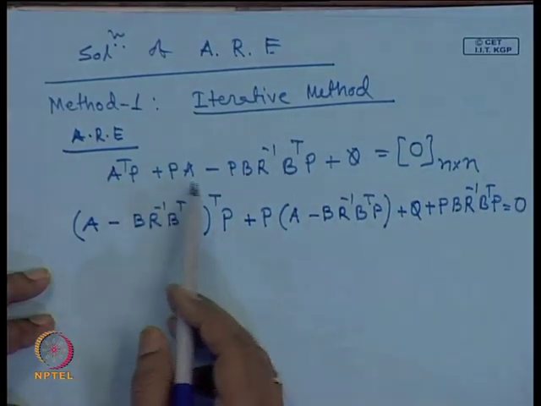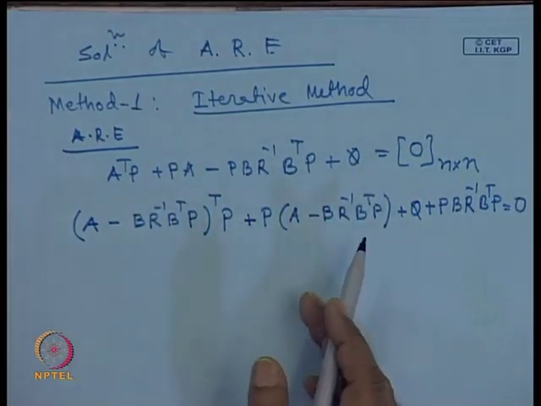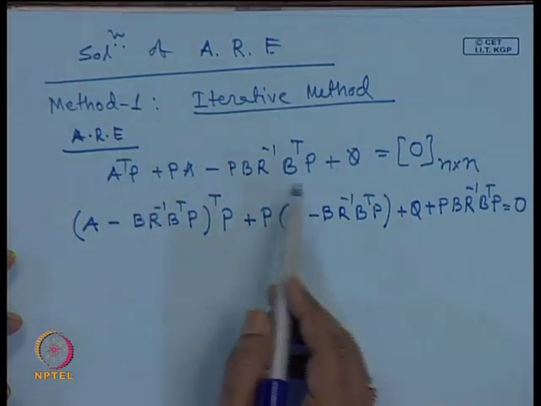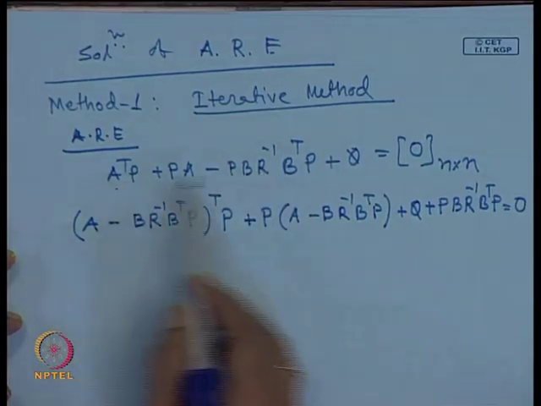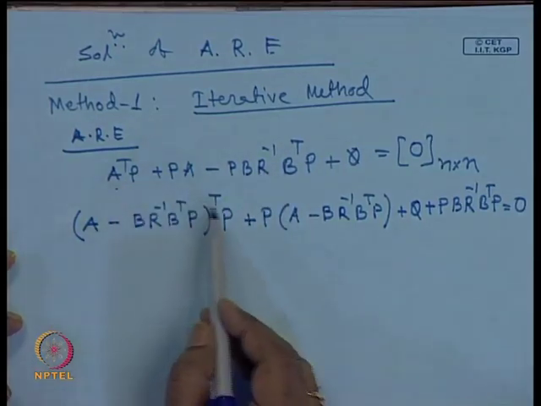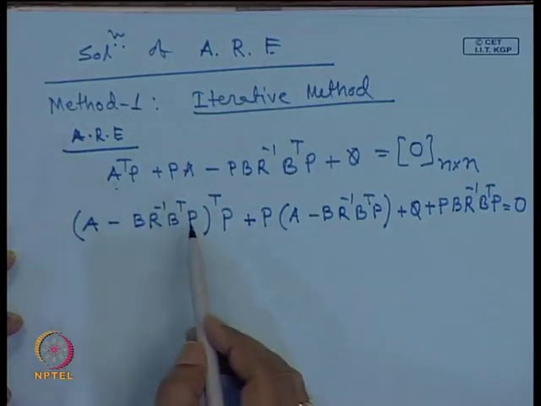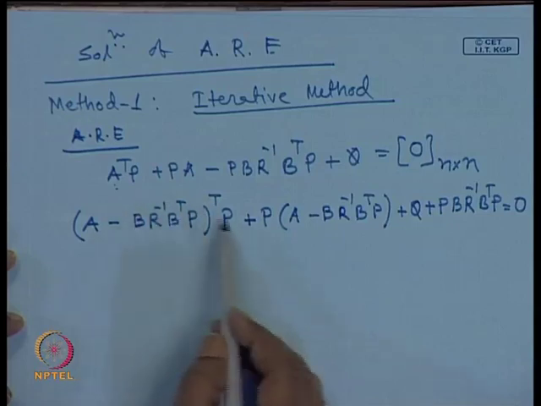Now, we have done this manipulation earlier also when we discussed the finite time regulator problem. What I did here, this term is this, and this term I have written as A transpose P, this term is there, then this will be A transpose, then multiplied by P.